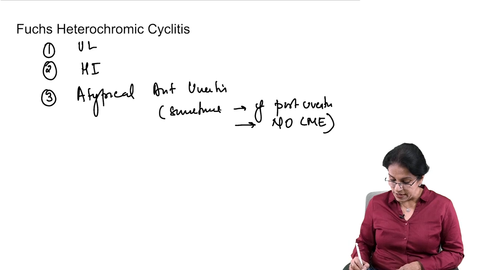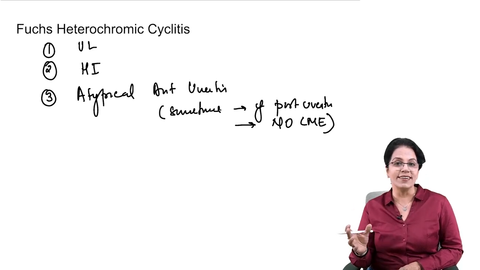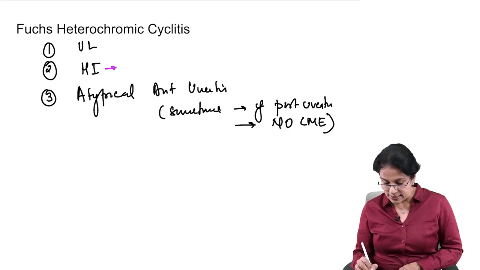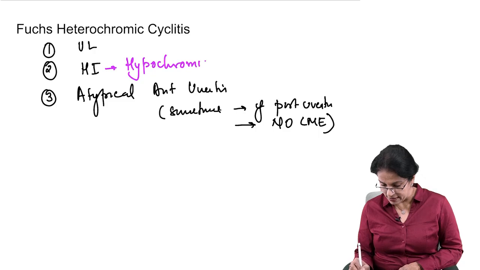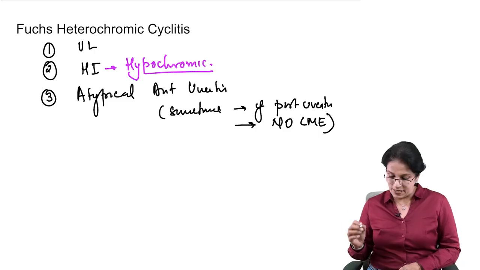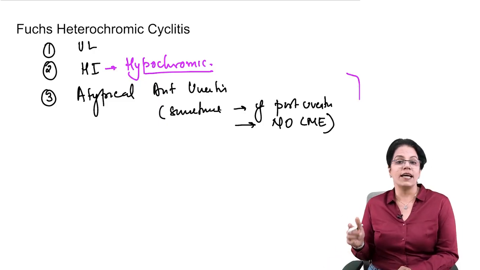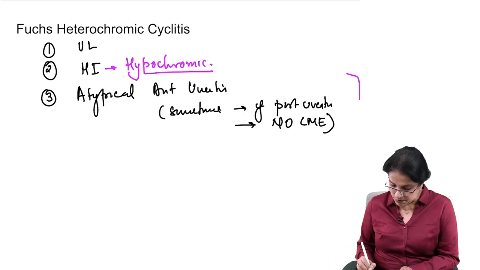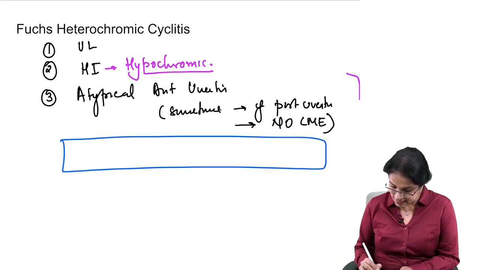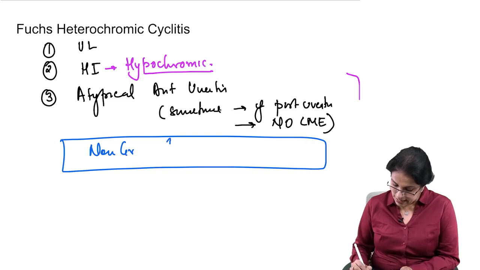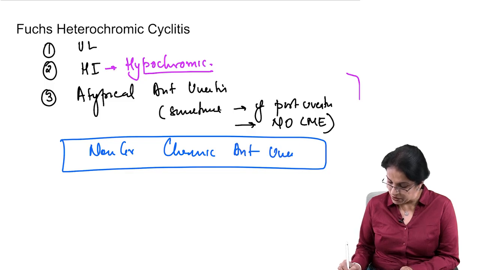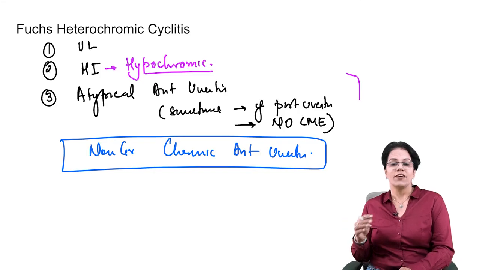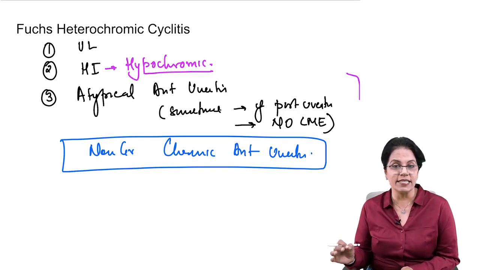When you say heterochromia-itis, which eye is lighter and which eye is darker in color? The involved eye is hypochromic, which means lighter in color is the involved eye. This is hypochromic. Got it? Next we talk about, what is the type of uveitis? Let us put it in the box. The type of uveitis is non-granulomatous chronic anterior uveitis. Mainly we have to learn this only. I told you if posterior uvea, that is an extra point. We'll learn non-granulomatous anterior uveitis, which is chronic.